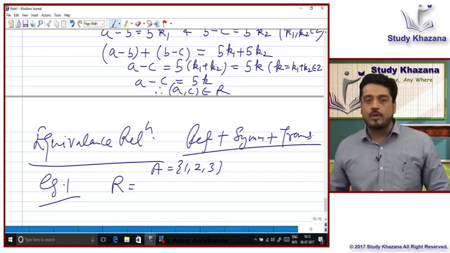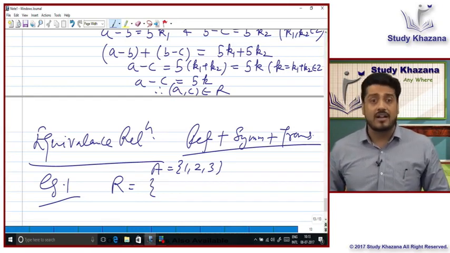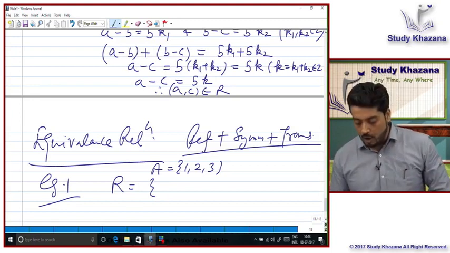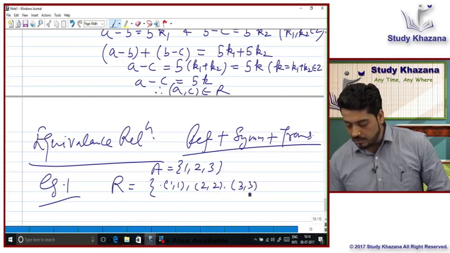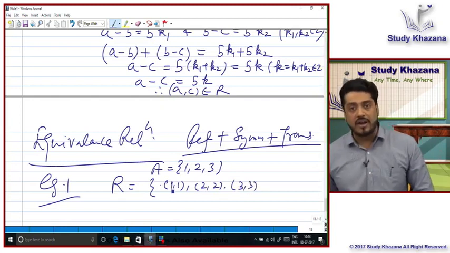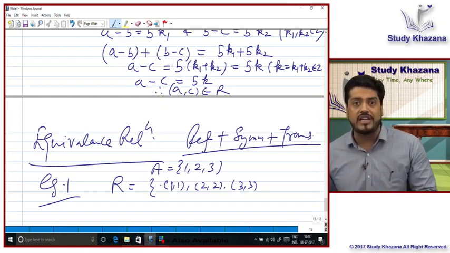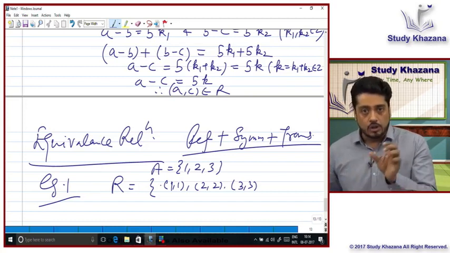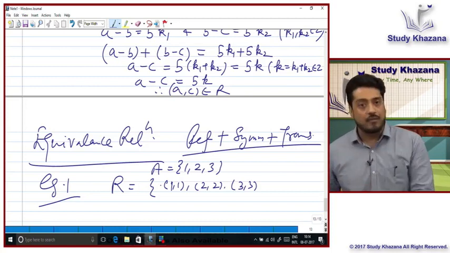So I am taking A equal to {1, 2, 3}. I need to define a relation which is reflexive, symmetric and transitive. Firstly, what is the requirement for reflexivity? (1, 1), (2, 2), (3, 3). This is my requirement for reflexivity: all the elements of the type (a, a) should belong to R for every a. Here a can take value 1, 2 or 3. So we need (1, 1), (2, 2), (3, 3) to be members of R, which is there.